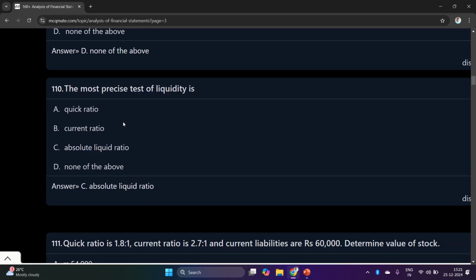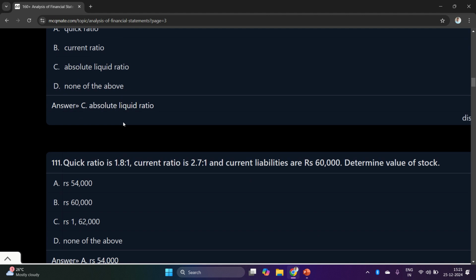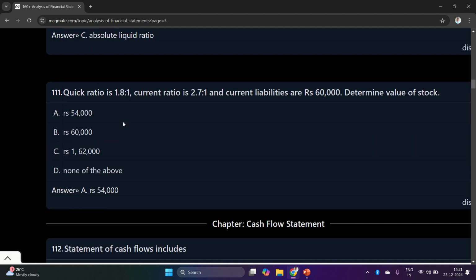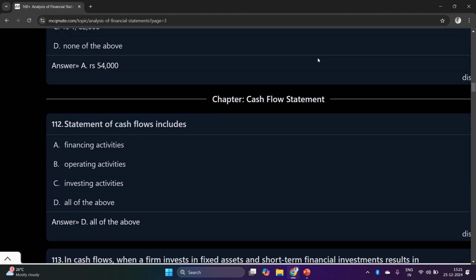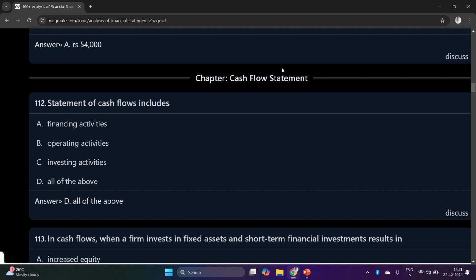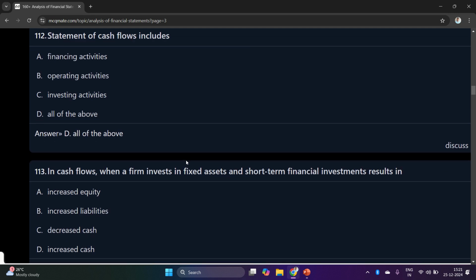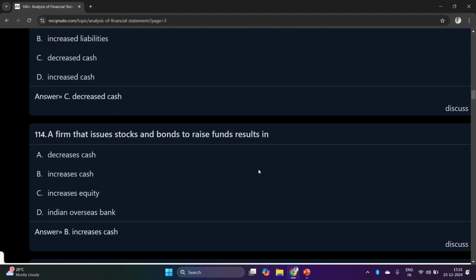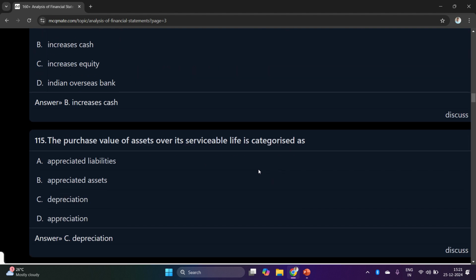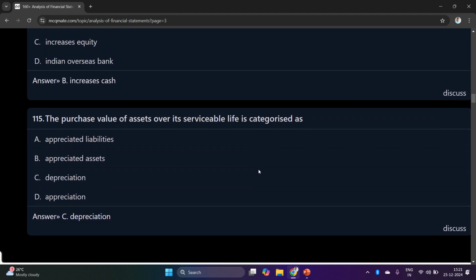The most precise test of liquidity is the absolute liquid ratio. Given the current ratio and current liabilities, we can easily find out the value of stock. The statement of cash flow includes operating, financing, and investing. When a firm invests in fixed assets and short-term finance, it results in decreased cash. A firm that issues stock and bonds to raise funds is increasing cash. The purchase value of an asset over its serviceable life is categorized as depreciation.